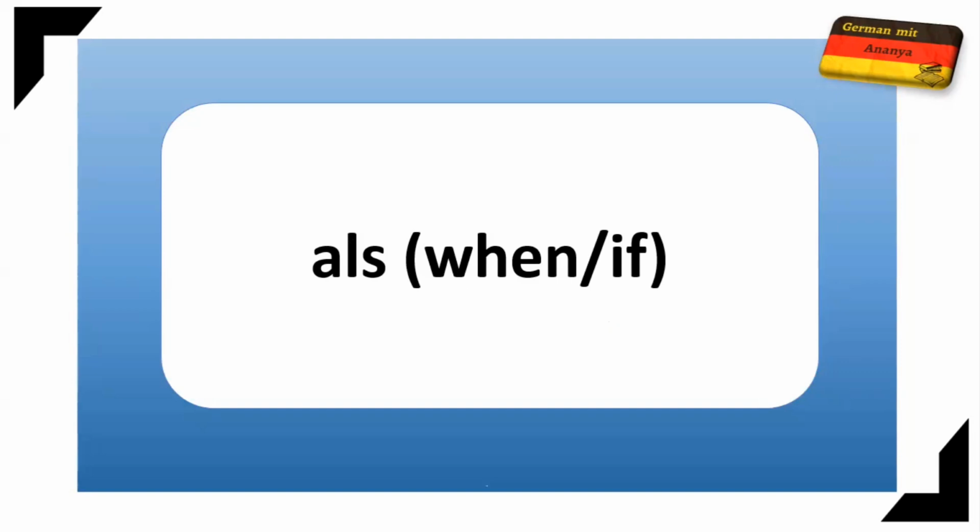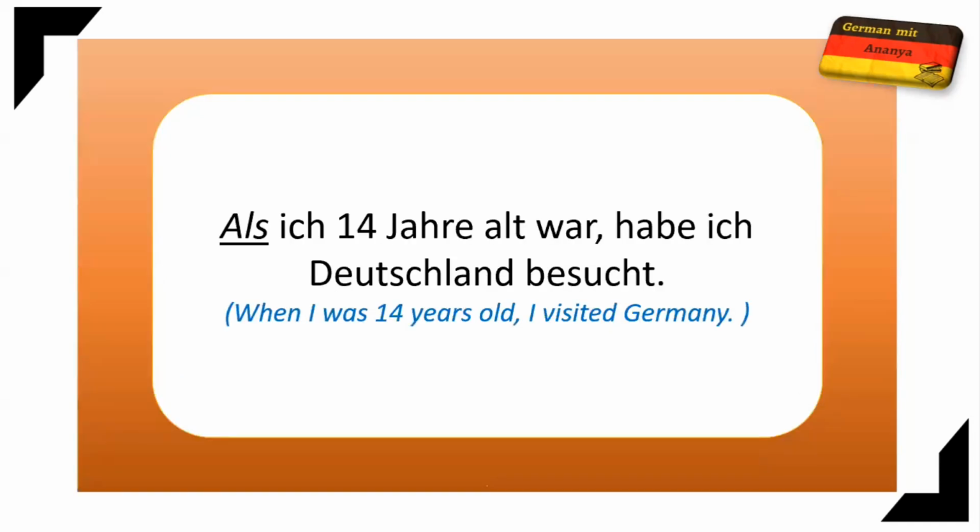Next, als, meaning is when or if. So als is very specific. Als we will use only for past sentences. Whenever you want to use als, you have to remember that you will use it only for past tense. For example, als ich 14 Jahre alt war, habe ich Deutschland besucht. When I was 14 years old, I visited Germany. Make sure that it happens only once and it is always in past tense.